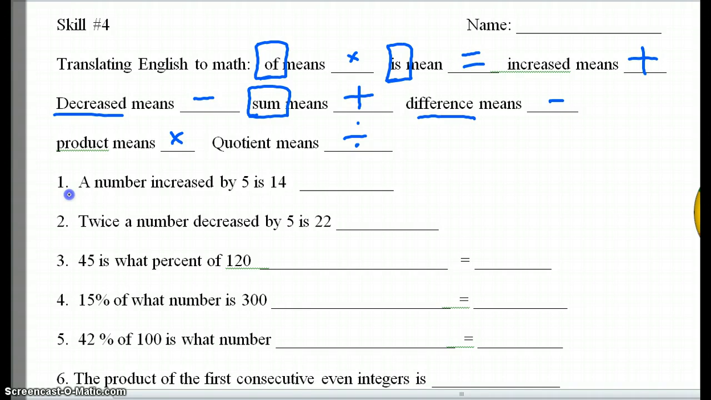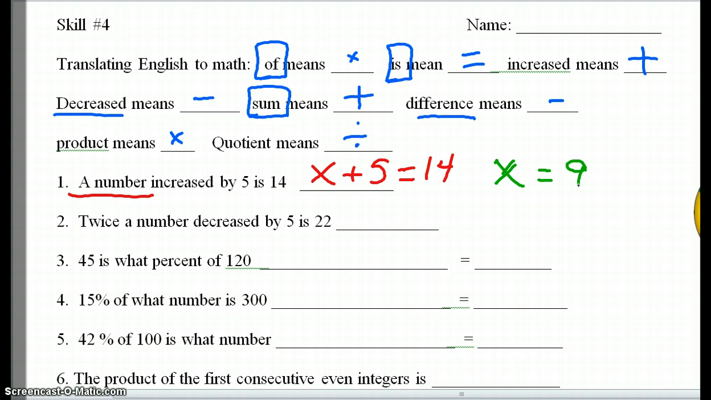So, a number. Most of the time in math, we substitute a number for x. Is increased by 5. Is means equals 14. So again, if I take a look at this equation, if I translate and then I'm asked to find the number, usually we're pretty good with our algebra, and our algebra would just be subtract 5 from both sides, and we would get x equals 9.